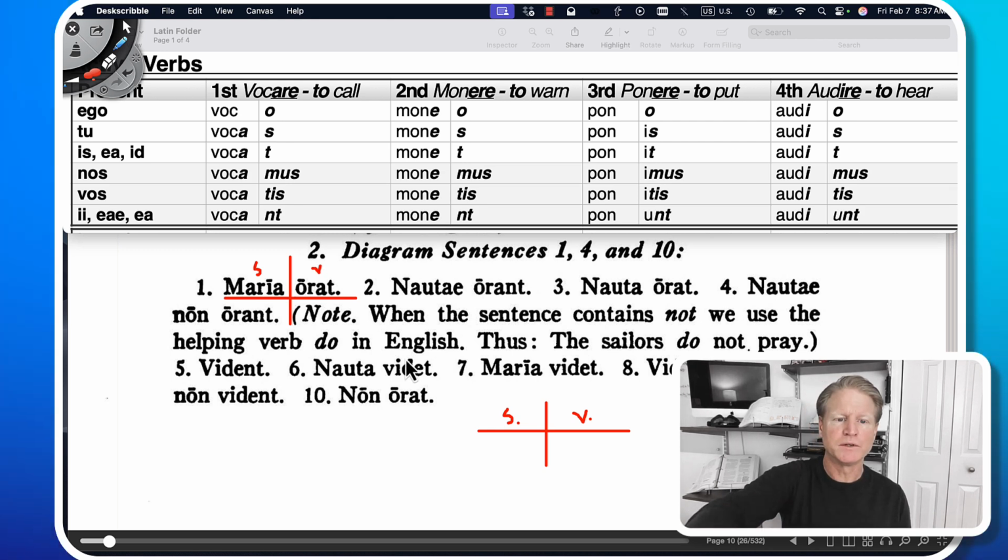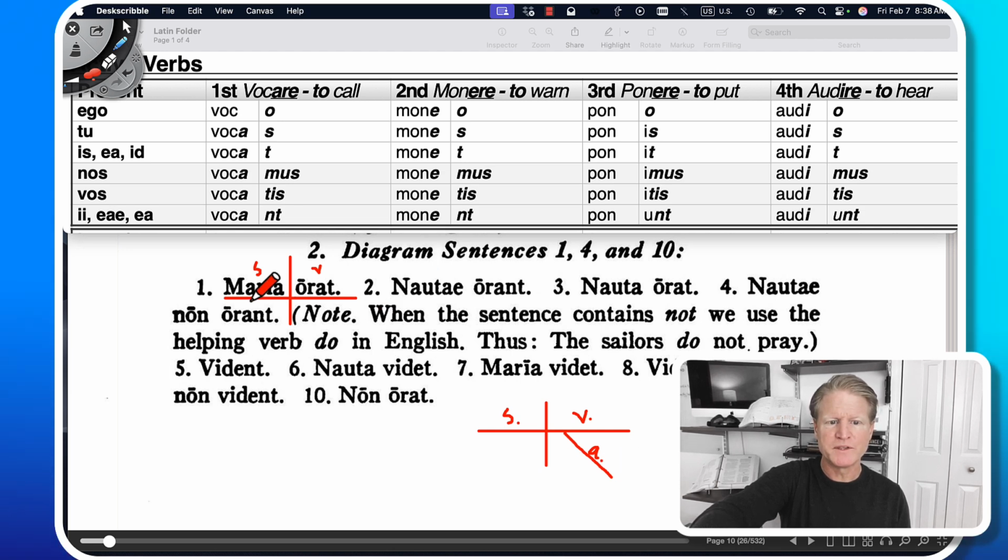Okay, Mr. Henle wants us to diagram number 4. Number 4 is a little bit trickier. When we add adverbs, we put adverbs typically underneath the word that they are modifying, the word that they are describing, the word that they are pointing to, with a slanted line. In this case, the adverb is modifying the verb. The sailors do not pray. What are they not doing? They're not praying. So we would put the adverb down here. I'll put A for adverb.